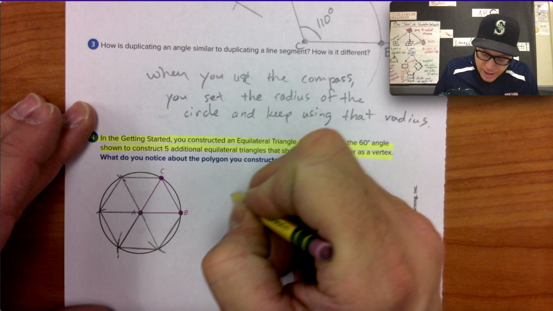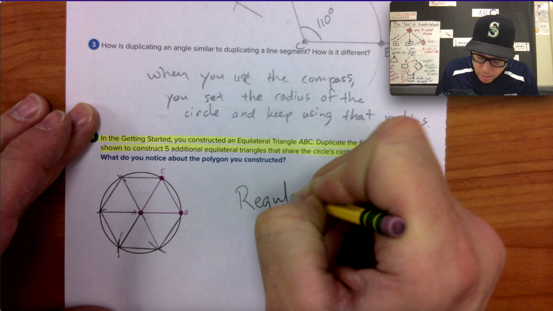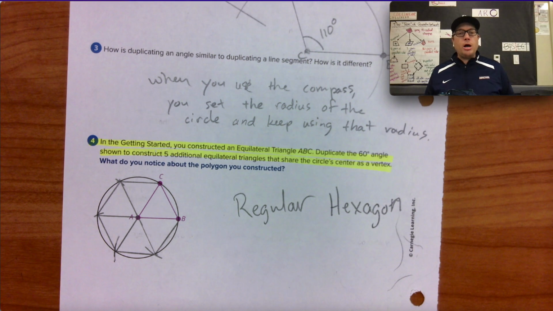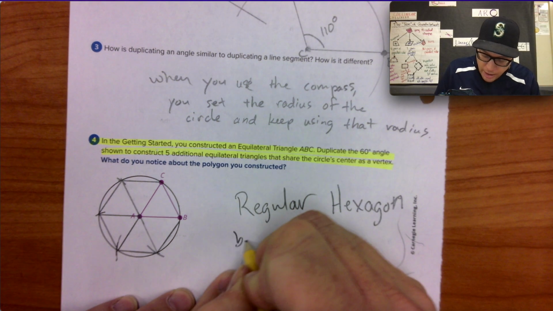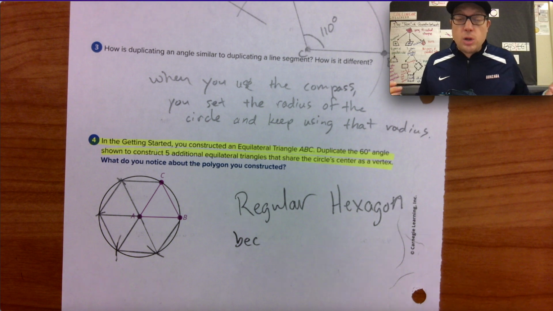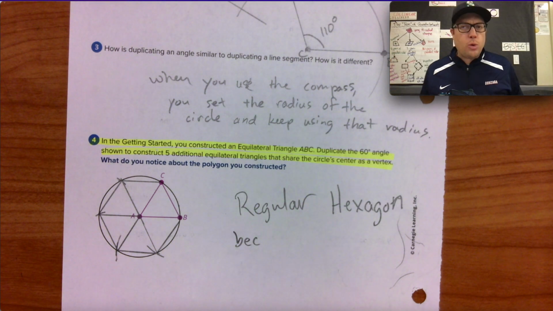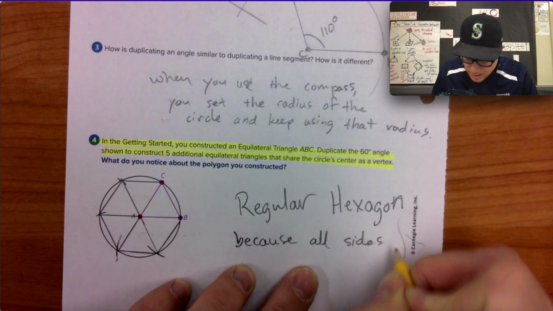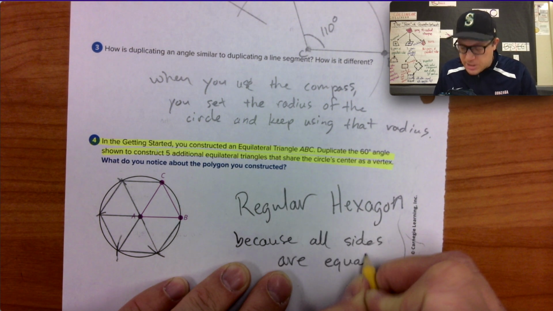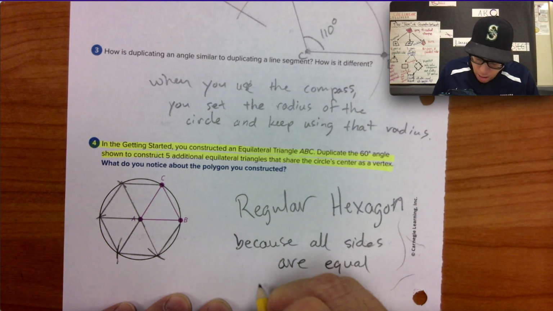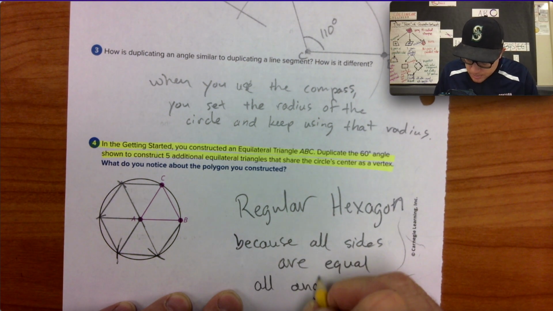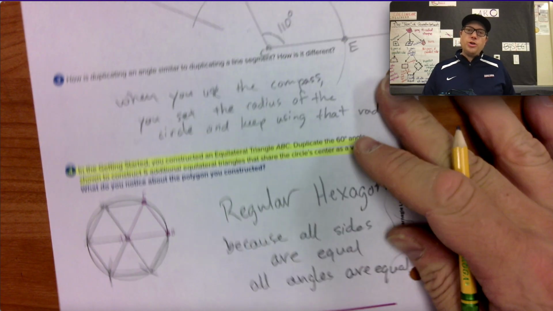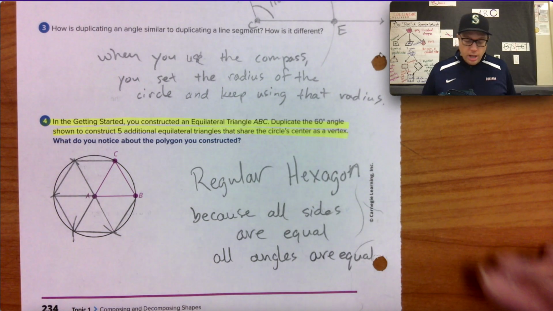Even more so, this is a regular hexagon. And it's a regular hexagon because it's equilateral, all the sides. It has equilateral sides. It has equiangular because all angles are equal. You thought that was only for squares, didn't you? Well, you were wrong. You thought only squares had all the angles equal. Again, you thought wrong. This is page 234.